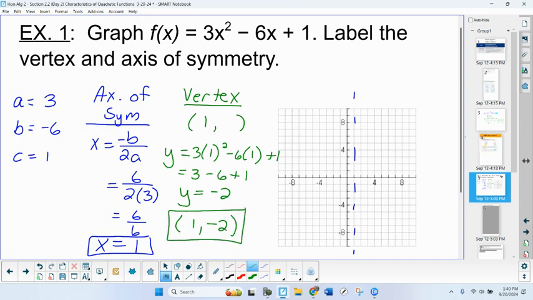By the way, is this parabola going to open up or down in y? Everybody. Why does it open up? A is positive, so we know it's going to open up.